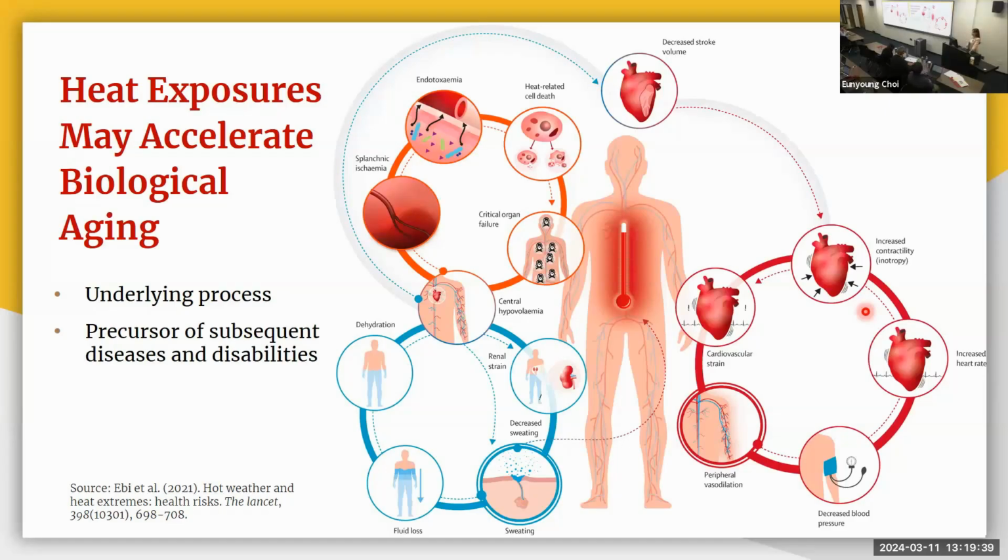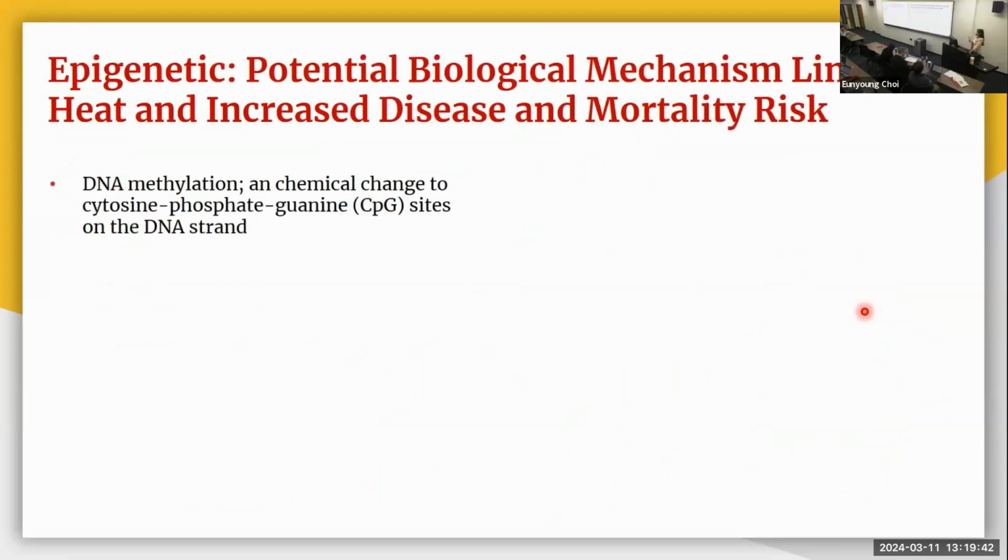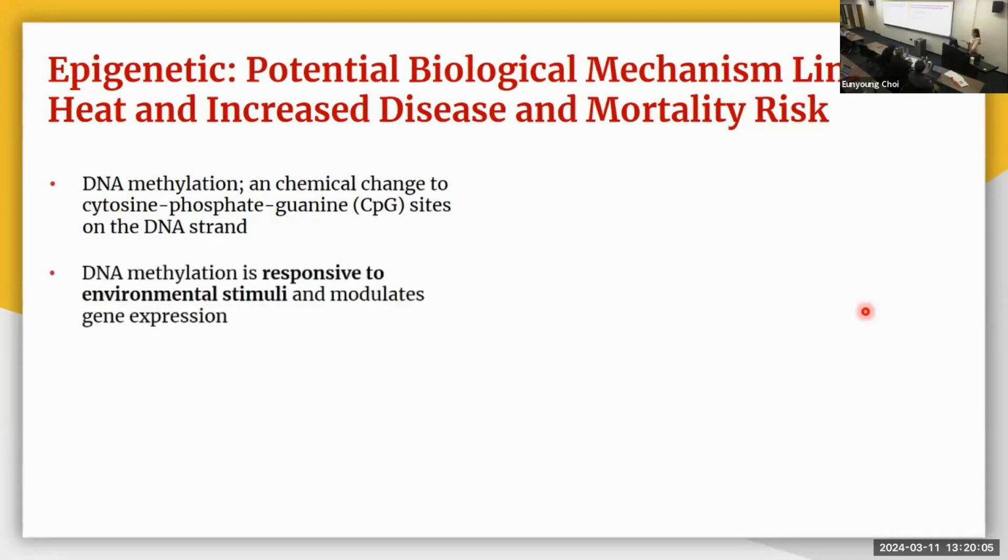It can just be that it's still at the biological level, but subsequently it can manifest as clinical outcomes. For this study, we particularly focus on epigenetics as a potential biological mechanism linking heat and increased disease and mortality risk. DNA methylation is one of the well understood epigenetic markers, and it refers to chemical changes to the CpG sites on the DNA strand. Why is that important? DNA methylation is known to be very responsive to environmental stimuli such as heat or other environmental stressors, and it also modulates gene expression, thereby having downstream impacts on our health.